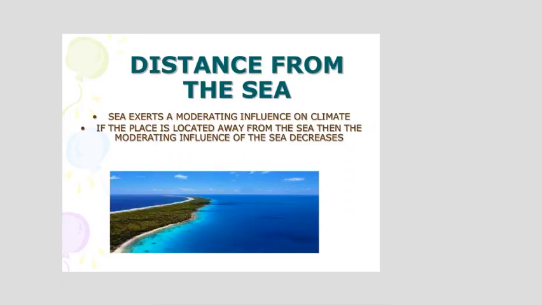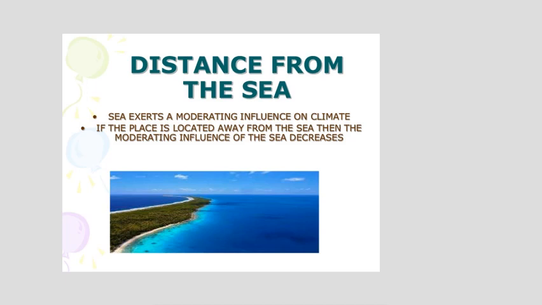So, children, the sea greatly exerts a moderating influence on the climate of a coastal area. So, if the place is located close to the sea, then the place has equable or maritime climate because of the moderating influence of the land and the sea breeze. Whereas if the place is located far away from the sea, then it experiences extreme or continental type of climate in which the summers are very hot and the winters are very cold.